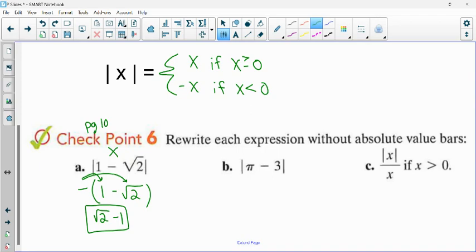Again, this is still a positive number in the end, because the square root of 2 is something larger than 1, and we're subtracting 1 from it. It's still positive, but that's a way of figuring it out without using a calculator, just using our mathematical ideas. All right, part B is the absolute value of pi minus 3.